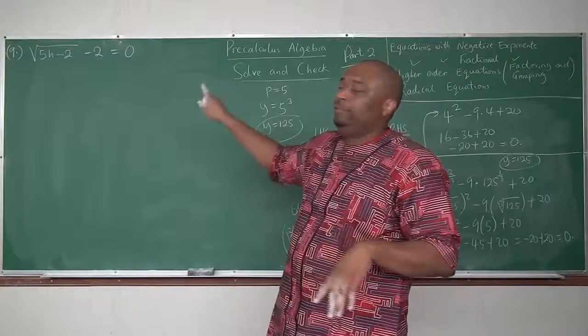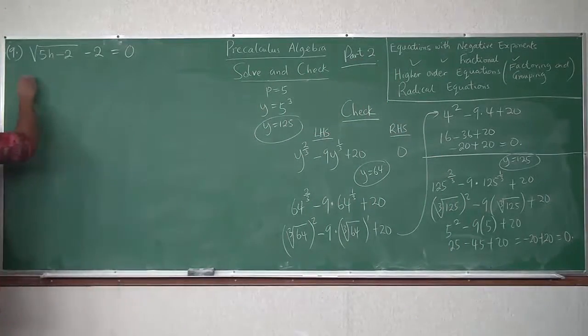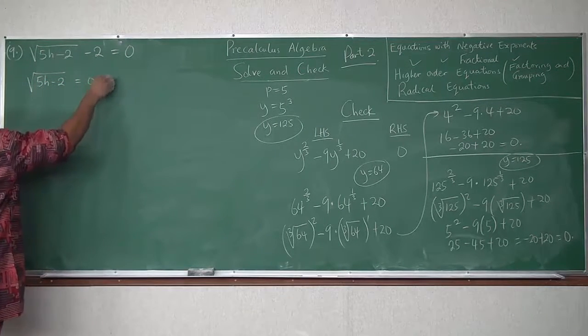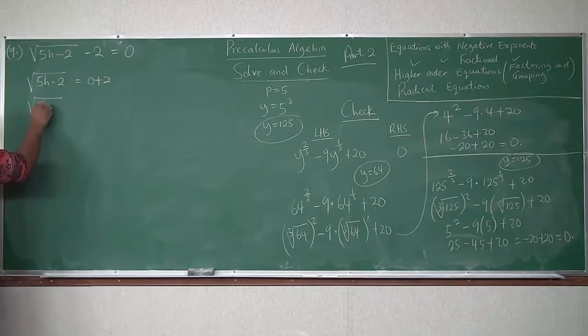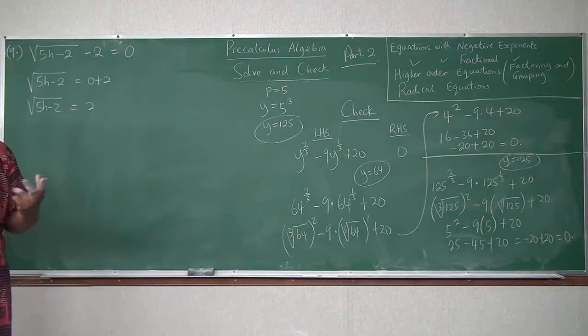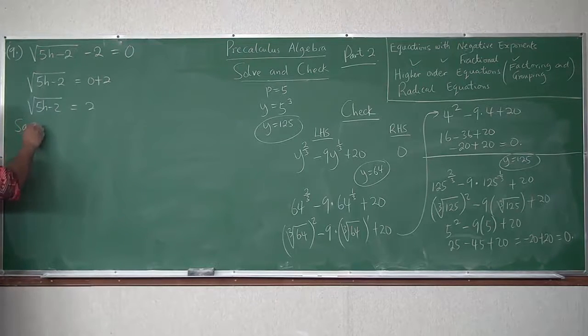Okay. So that minus 2, we will move it to the right. So this means square root of 5h minus 2 equal to 0 plus 2. Square root of 5h minus 2 is 2. Then the next thing you do is, when you have one radical, you square both sides. You square only once. When you have one radical, you square only one time. When you have two radicals, you will square 2 times. So here you will only square 1 time. Square both sides.